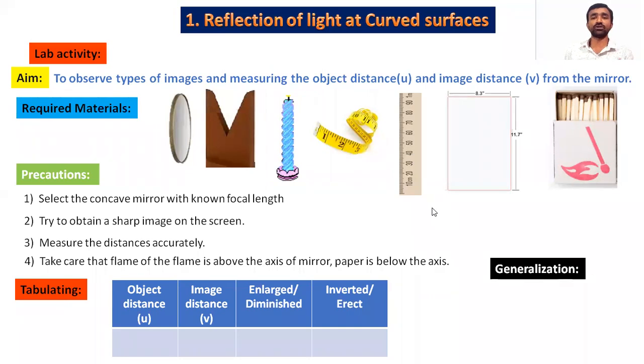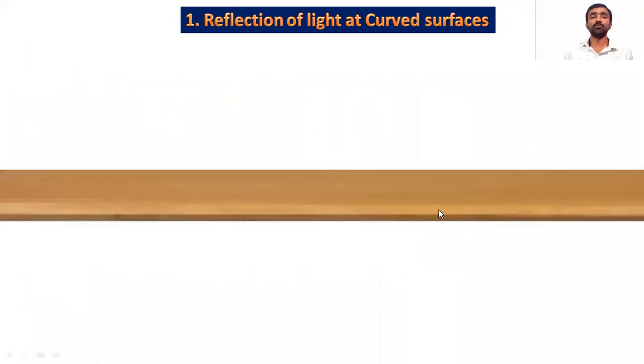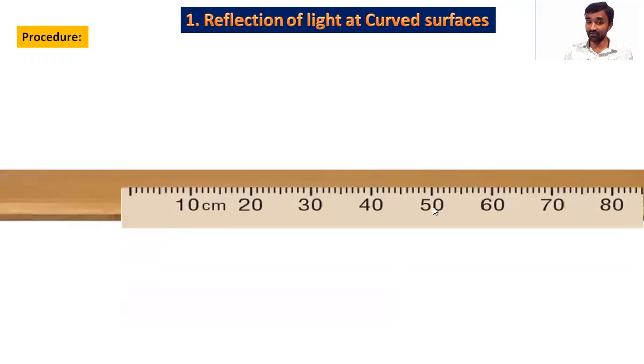So this is about the process of submission of a record. Like that only we can follow. Okay, then we will go for the procedure. For this procedure, we require a table. Then in this procedure, what we can follow, we take the table along with the meter scale to measure the object distance.